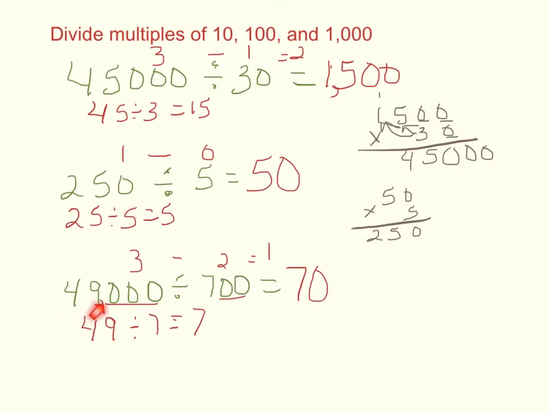And 49,000 divided by 700 equals 70. So therefore, 70 times 700 should equal 49,000. Let's do 700 times 70. We know that 7 times 7 is 49. Slap on our zeros, which is 1, 2, 3. We have 49,000, 49,000.